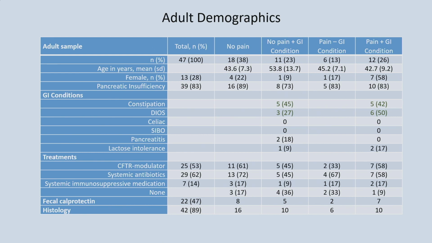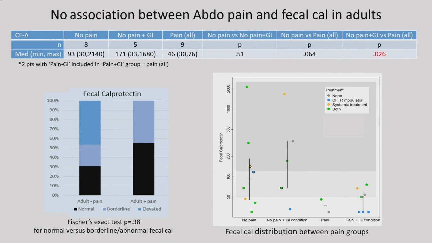Coming to the adult cohort, out of 47 participants, 38% reported abdominal pain, which is less than what we saw in the pediatric cohort. We can see here that the main reported GI condition was constipation and DIOS in both groups. Looking at more details here, 83% of all adults were pancreas insufficient and 53% were on CFTR modulator treatment. In adults, we saw the highest fecal cal level in those with no pain and lower levels in those with pain.